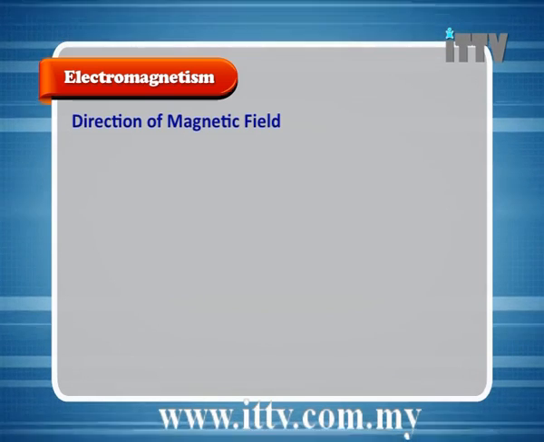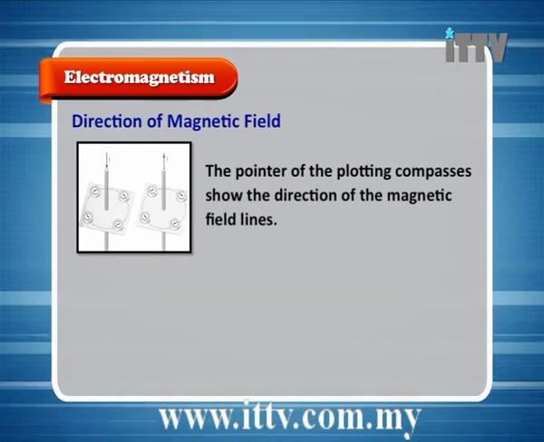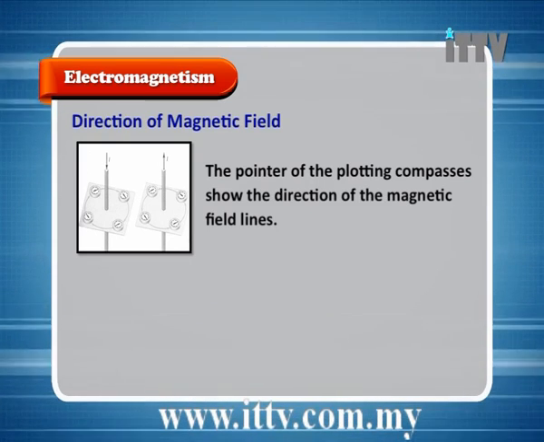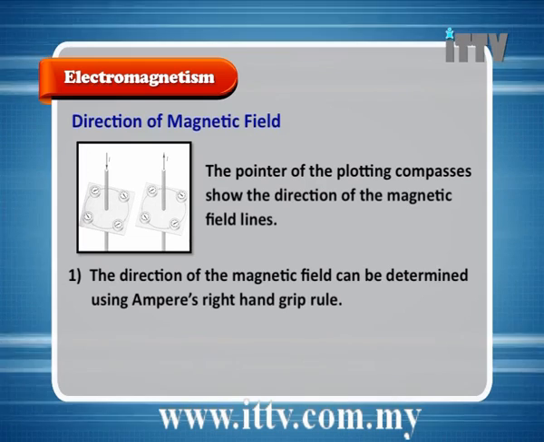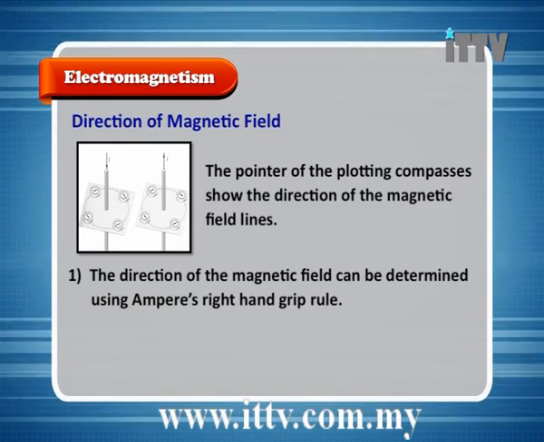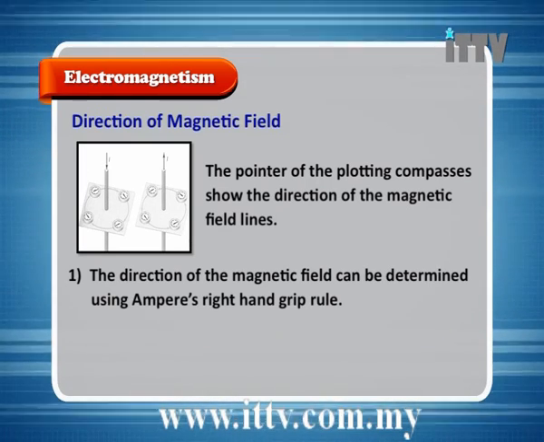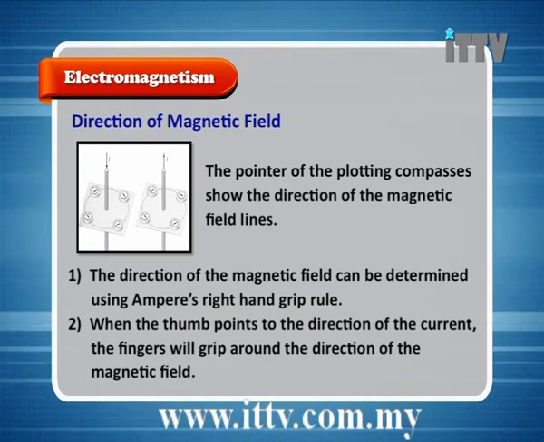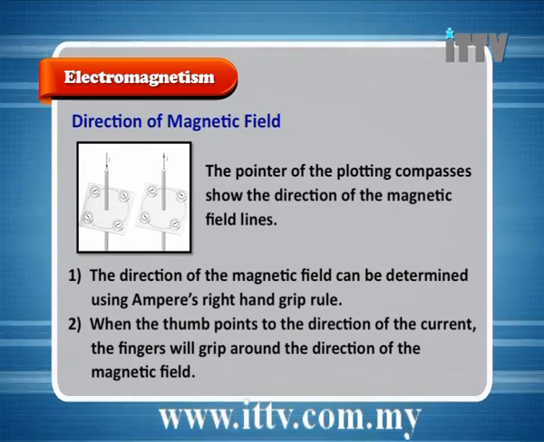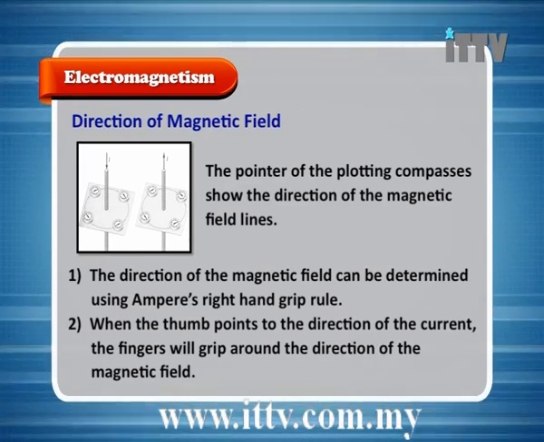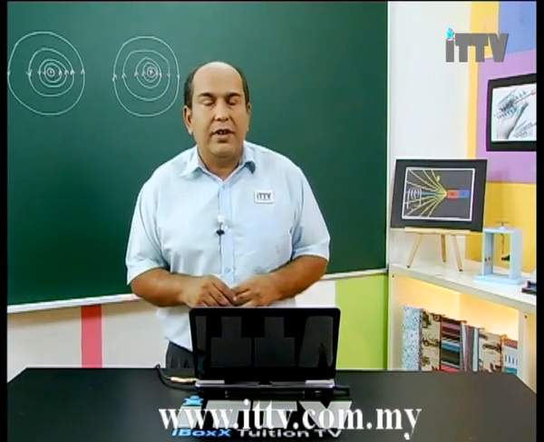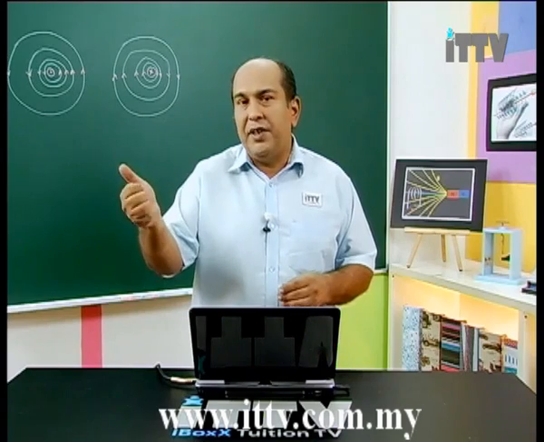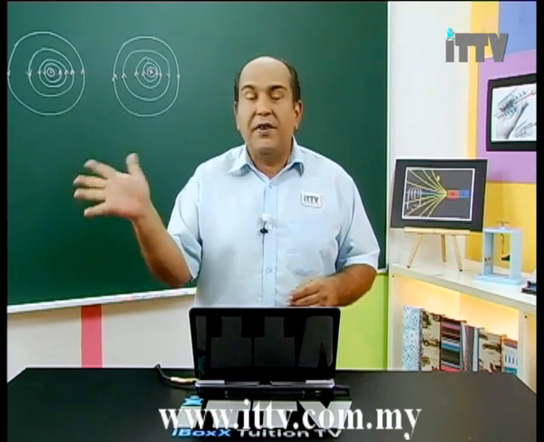Direction of magnetic field. The pointer of the plotting compasses show the direction of the magnetic field lines. The direction of the magnetic field can be determined using Ampere's right-hand grip rule. When the thumb points to the direction of the current, the fingers will grip around the direction of the magnetic field. So we can work out the direction of the magnetic field during examinations or tests using Ampere's right-hand grip rule. The rule is very simple.